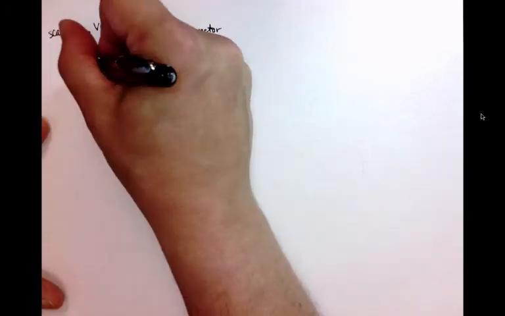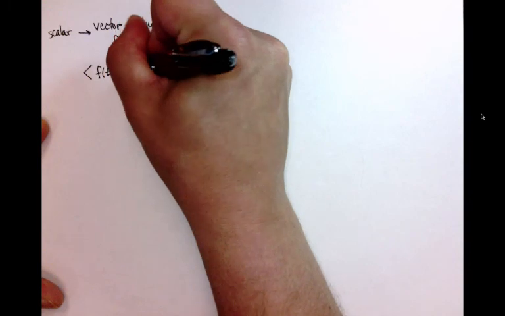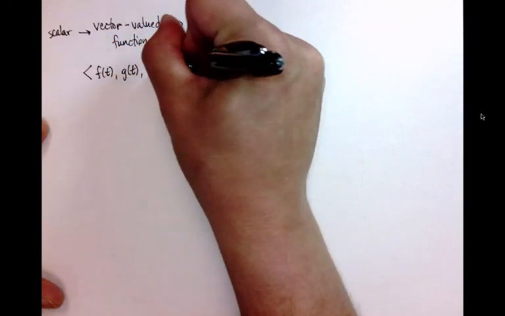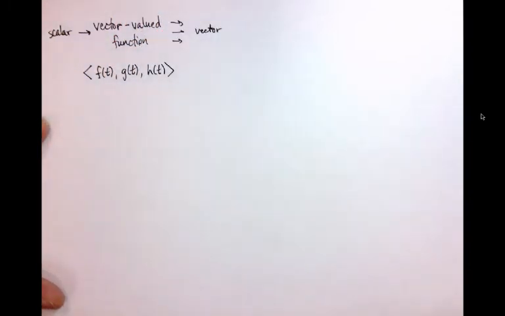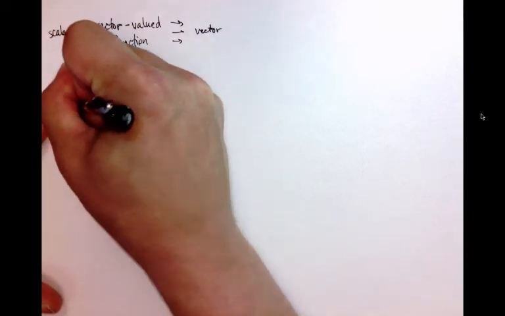So the way we write this situation is we have a vector whose components are individual functions of some variable t. So we're thinking of t as a scalar parameter. f, g, and h are ordinary scalar functions, but together we collect them together and we have a vector-valued function. Now one of the most natural ways of interpreting a vector-valued function is as a space curve.